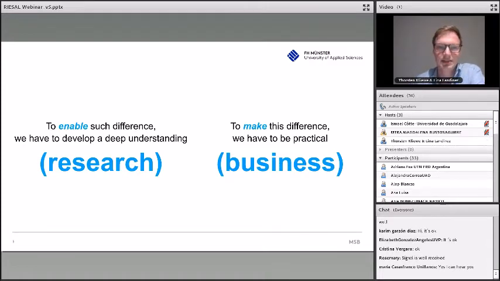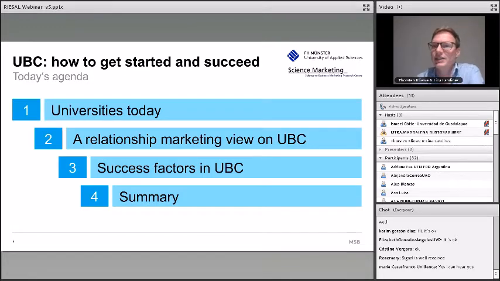Today's agenda is basically constructed in four main points. First of all, we will have a look at what universities are today. Second, we have a look at UBC from a relationship marketing perspective. Thirdly, we come to the main part of this webinar, the success factors in UBC, and we conclude with a short summary.